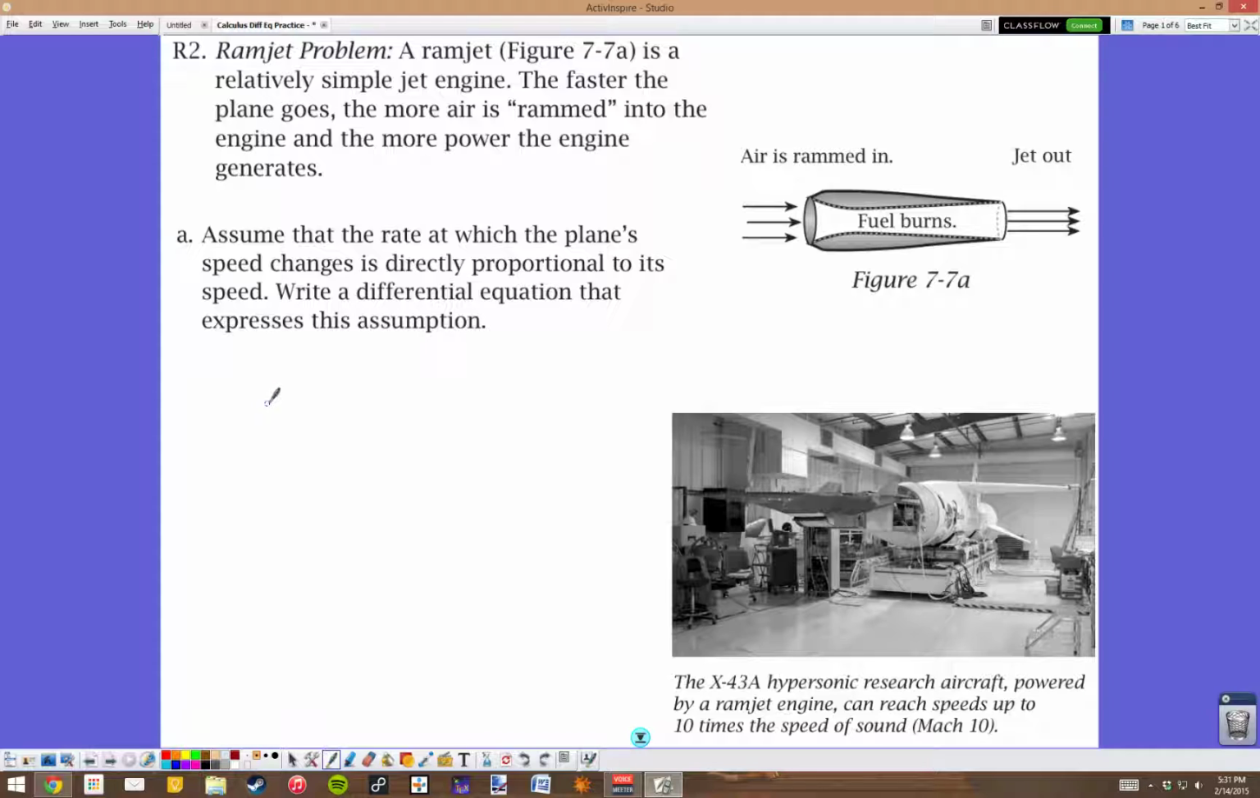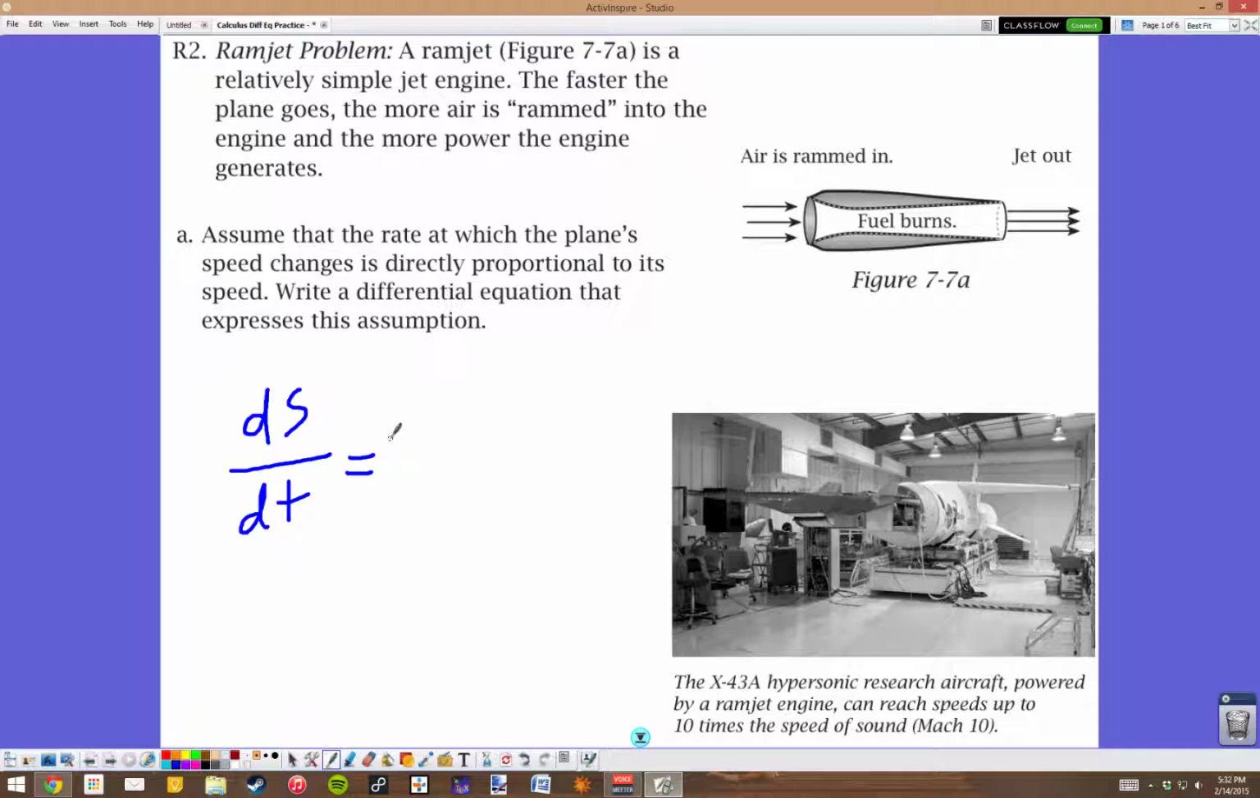So we have this. It says a type of jet engine where air goes in, and the more air that's rammed in, the more power the engine generates. So part A here tells us that we are going to assume that the rate at which the plane's speed changes is directly proportional to its speed, and then we want to write out a differential equation. So the rate at which the plane's speed changes is ds dt.